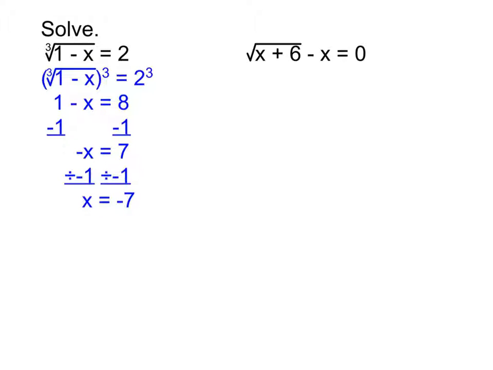And yes, if we plug that in, it will still work, because 1 minus a negative 7, that's like 1 plus 7, so that's 8. And the cube root of 8 is 2. So yes, that does work. That is going to give us the correct solution.